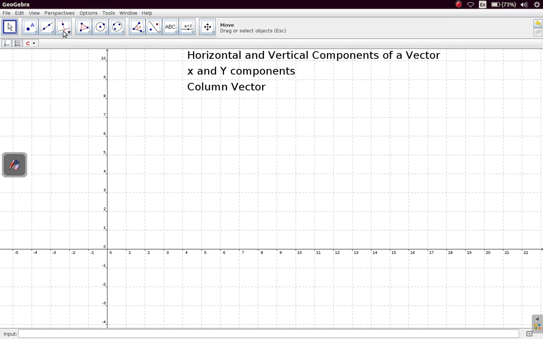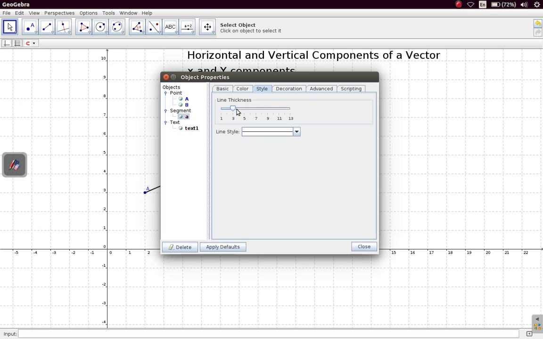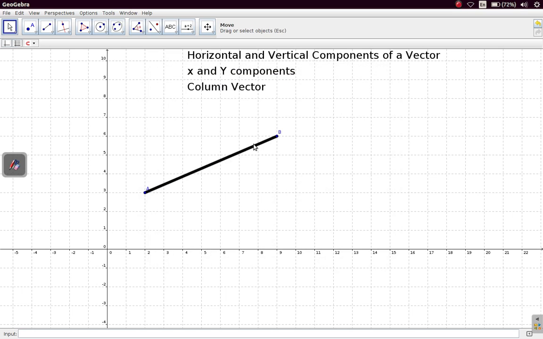So let's take a look at an example. Suppose you have a vector, say from here, and it goes here. Let me just fix this up. Let me make it thicker. Okay, nice. So let's say this is vector AB.